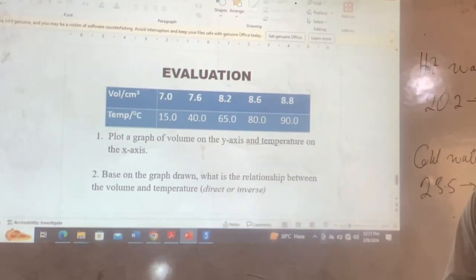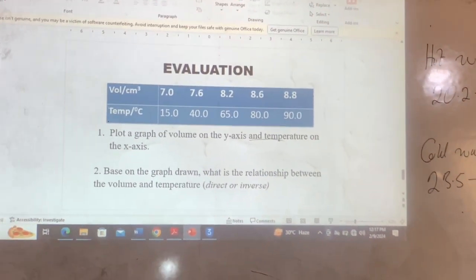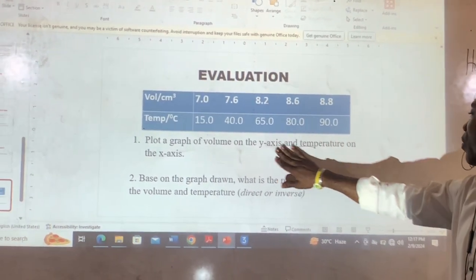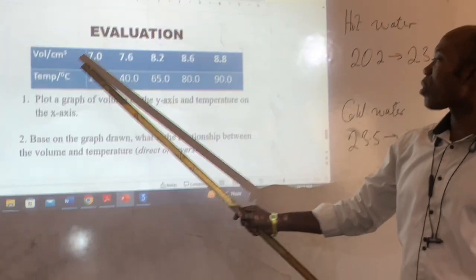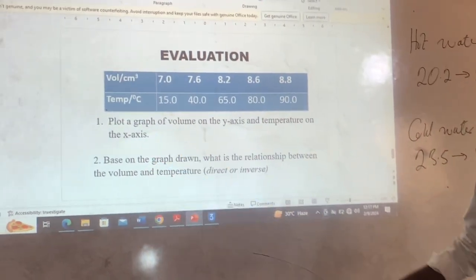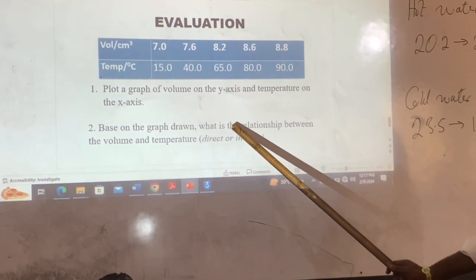Now, we are going to try this as our final conclusion to the lesson. We are going to plot a graph using these values. These are the various volumes given. This is the temperature on the Celsius scale. We are at more than 15 minutes. You plot a graph.